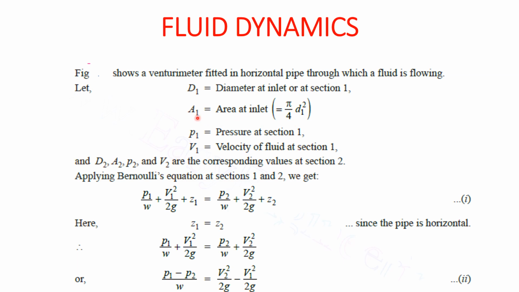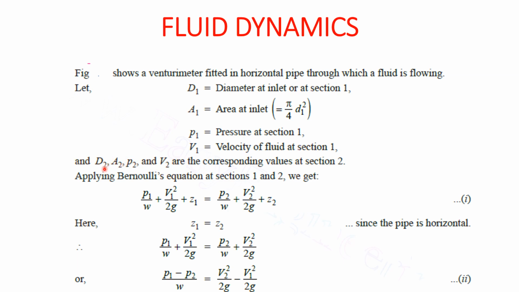Now let's see the derivation. We know that the figure is showing a venturimeter in a horizontal pipe. Let D1 be the diameter at the inlet, or we can say at section 1-1. A1, what will be A1? A1 will be the area at the inlet. So we know that the area of a circle is pi by 4 d square, and the circumference is 2 pi r. Therefore it is pi by 4 D1 square.